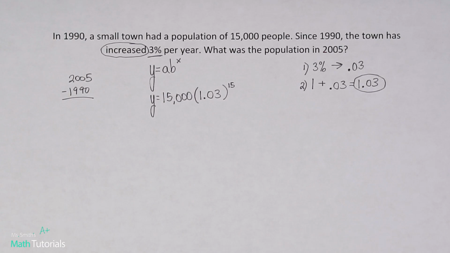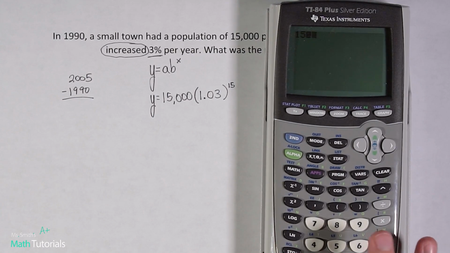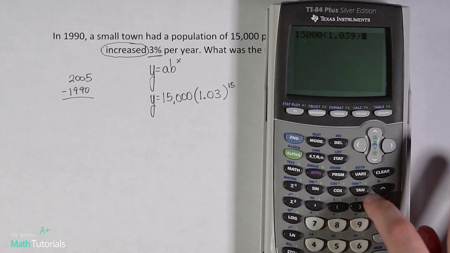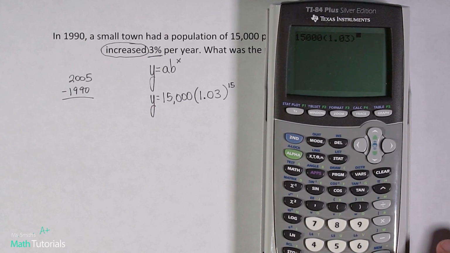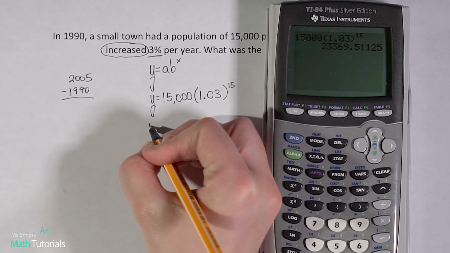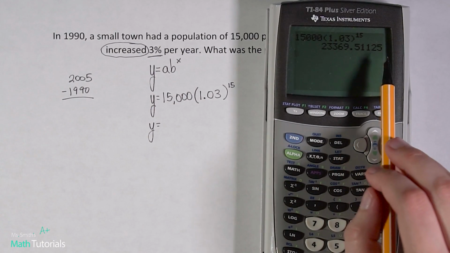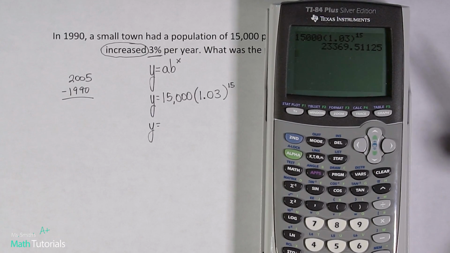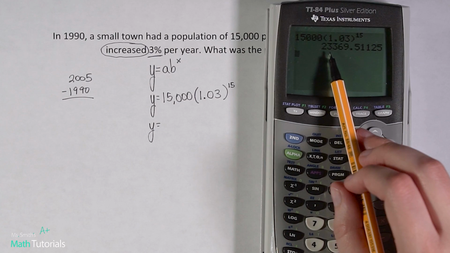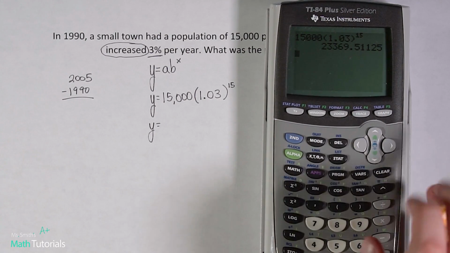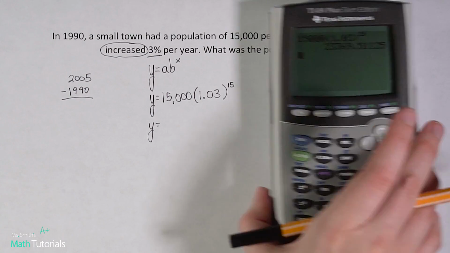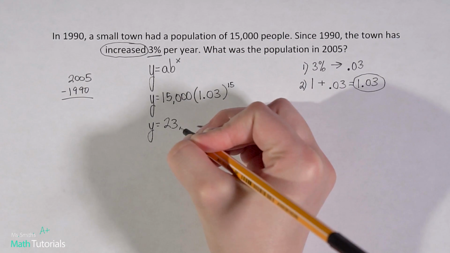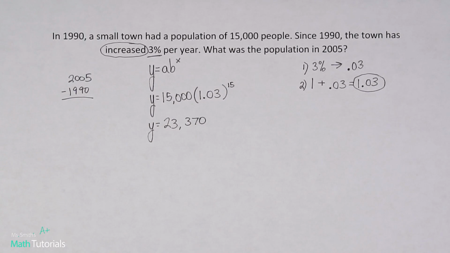Okay, so now that I've got this in, I'm going to put it directly into my calculator. 15,000 times 1.03 to the power of 15. Okay, so we got to be kind of careful here. You'll notice I get a long decimal. I cannot have a decimal of a person. Either it's a whole person or it's not, no person. Okay, so we round to the nearest whole number when we're talking about people. So in this case, it'll be 23,300, and we'll round that up to 70 because of that 0.5. So it would be 23,370.